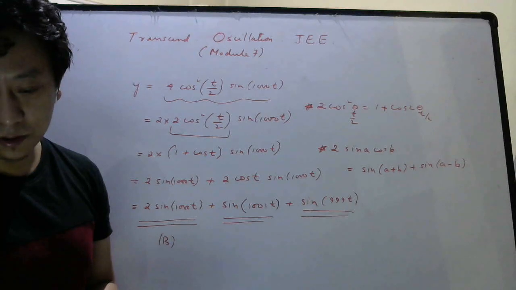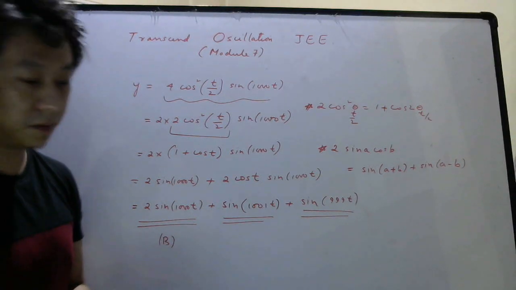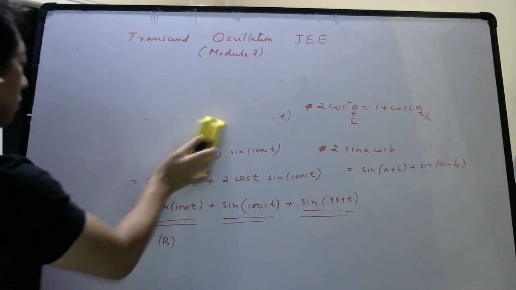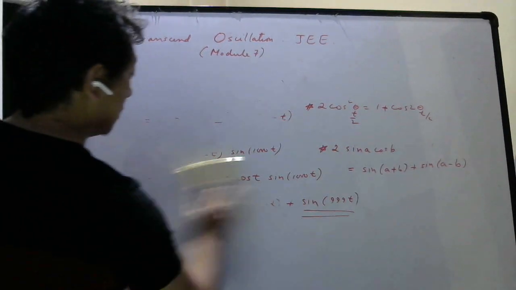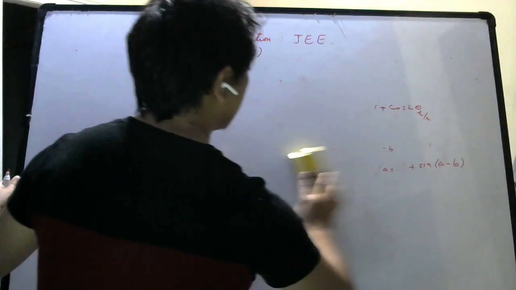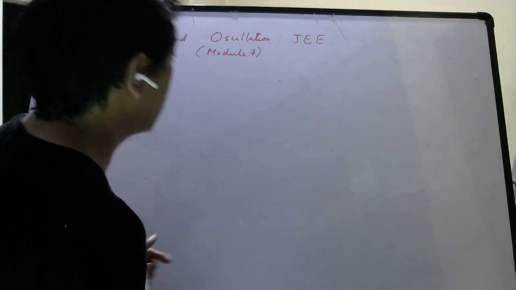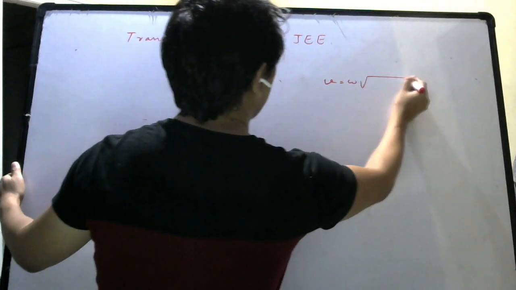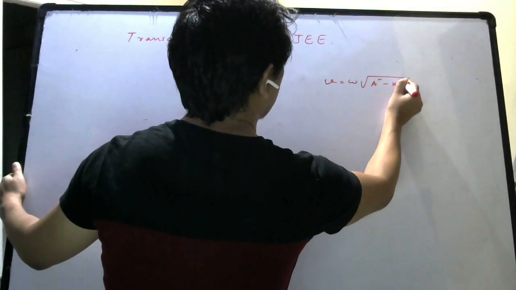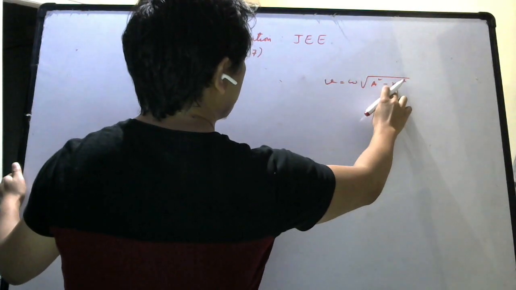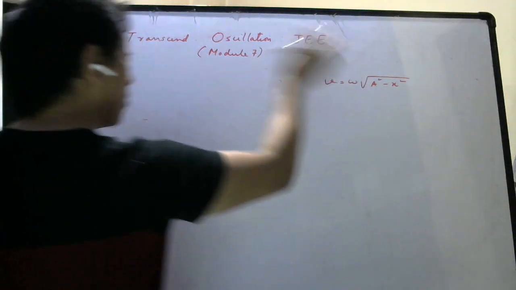Let's now see the next question. Question number 3. In question number 3, you should know the formula between velocity of a particle in simple harmonic motion and displacement of the particle from its mean position. While solving NEET problems also, we have seen that formula v equals omega root over a square minus x square. So v is the velocity at any instant and x is the displacement of the particle at that instant from mean position. Okay.